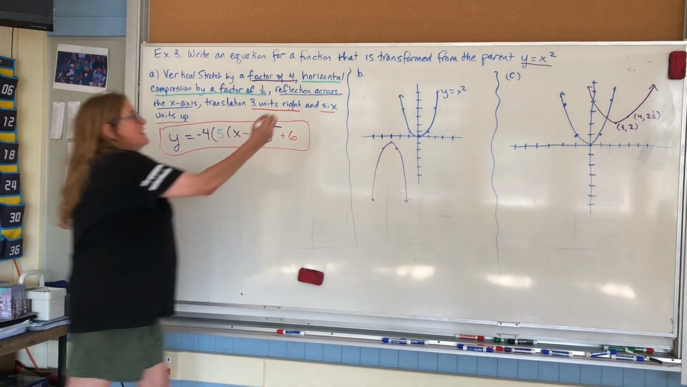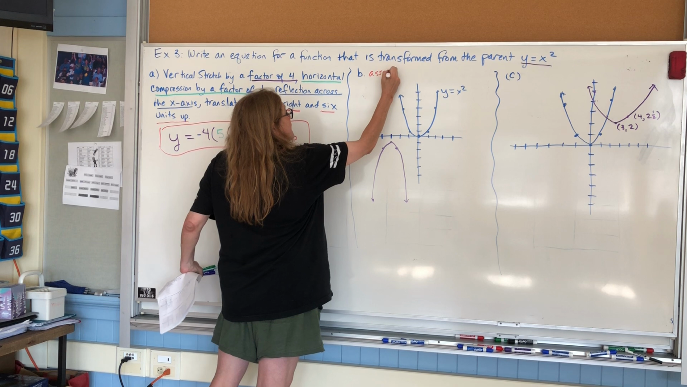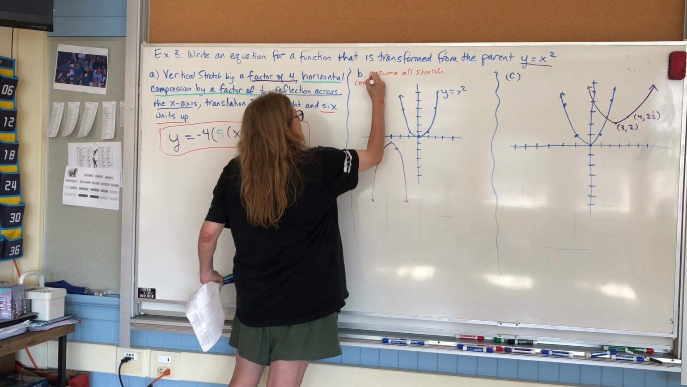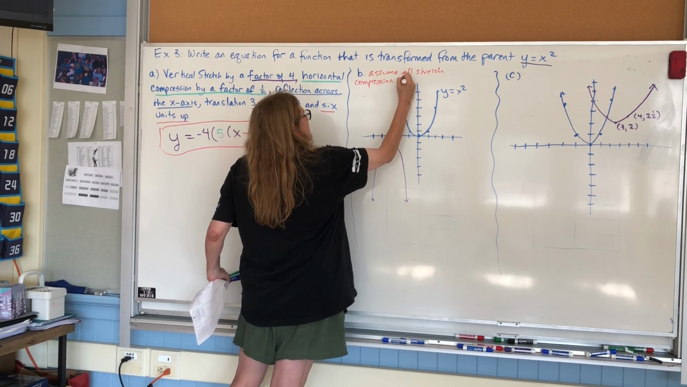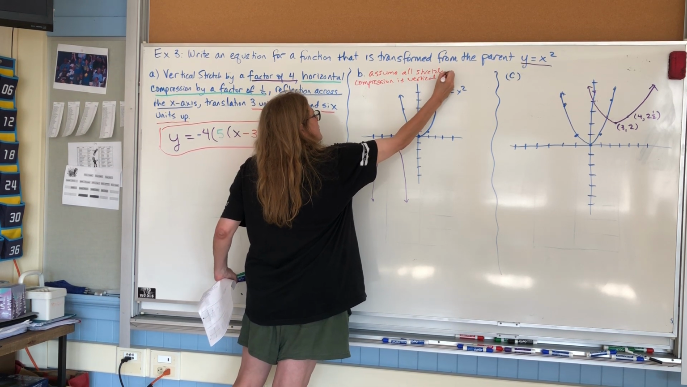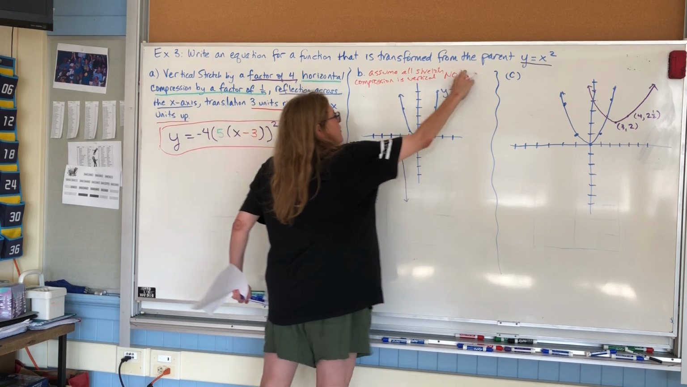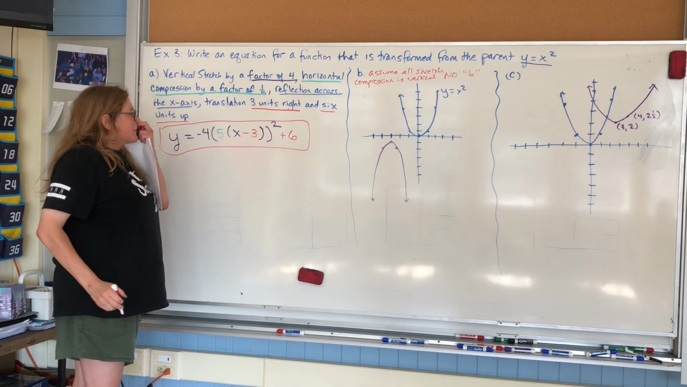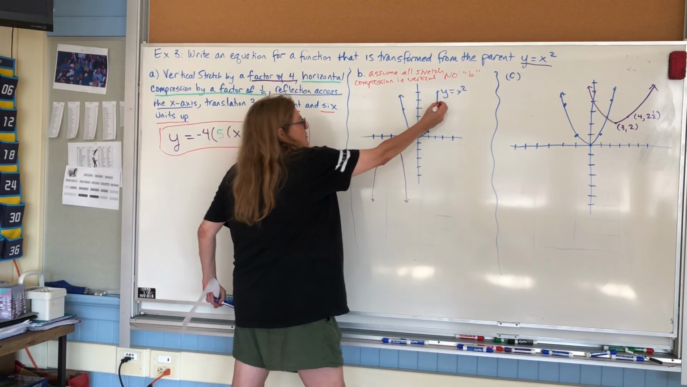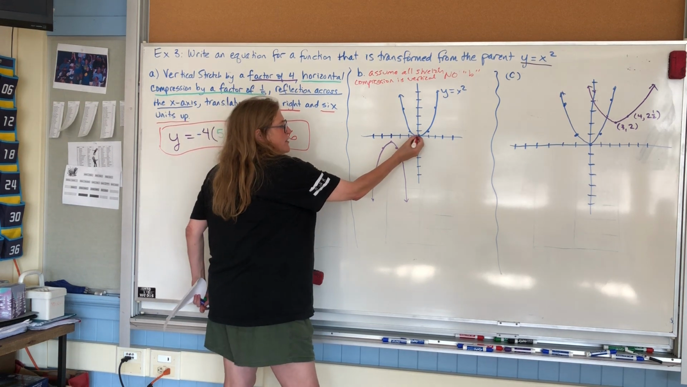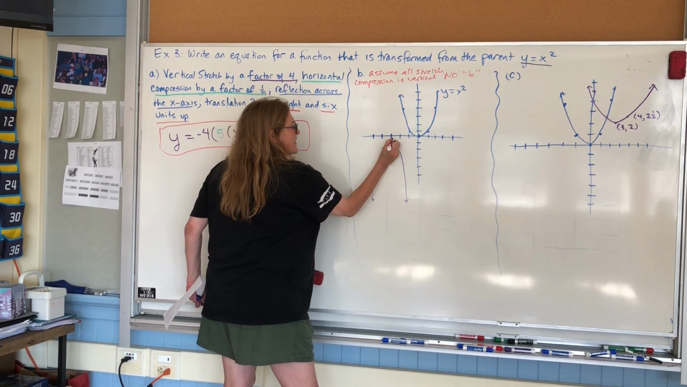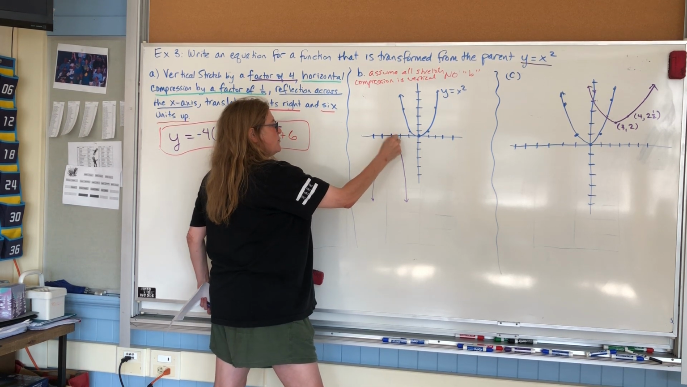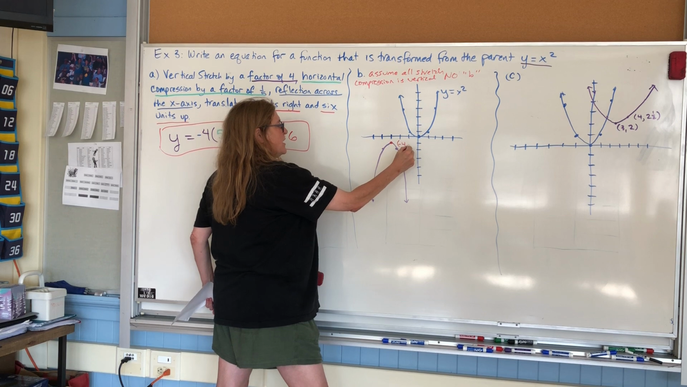Now on B and C, they tell me assume all stretch or compression is vertical. So that means there is no B value. Not on these. So we're not going to have a B value when I'm asking you to recognize a stretch or compression. So here's our parent, y equals x squared, right? Notice the vertex here is at 0, 0. So where's my new vertex? Let's label it. Well, it looks like it's at -4, -1.